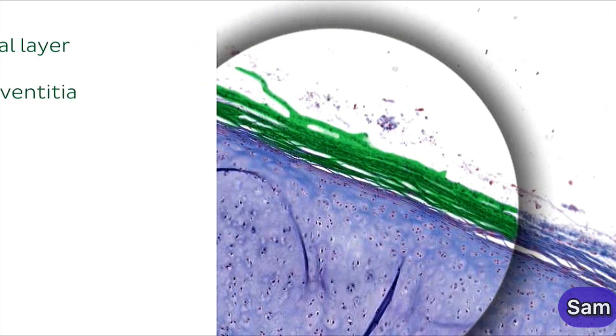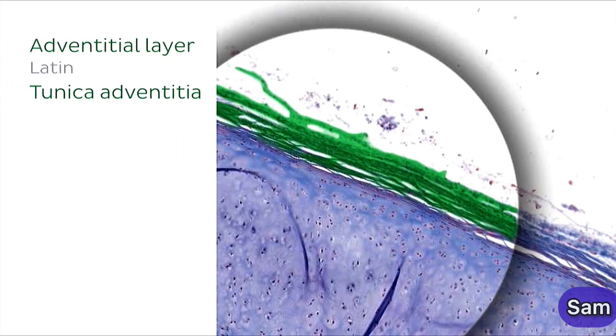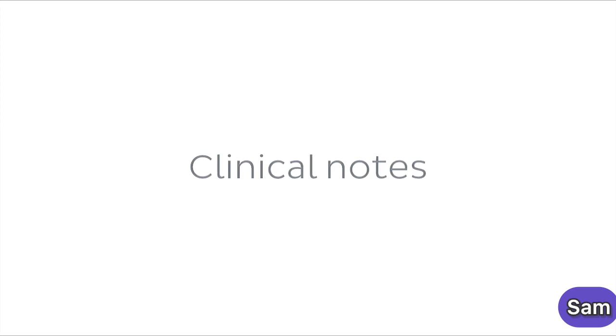Finally, let's look at the adventitial layer. The adventitial layer is a layer of connective tissue on the outer surface of the tracheal cartilage. It lies just on top of the perichondrium, just here. The adventitial layer is the layer of the trachea that opposes other tissues in the neck and thorax. So now we've finished with looking at the histology of the trachea. Let's take a couple of minutes to have a look at some clinical correlations.